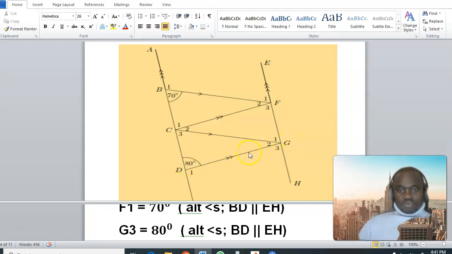J3 is equal to 80 degrees. That's alternate angle. ED is parallel to EH.